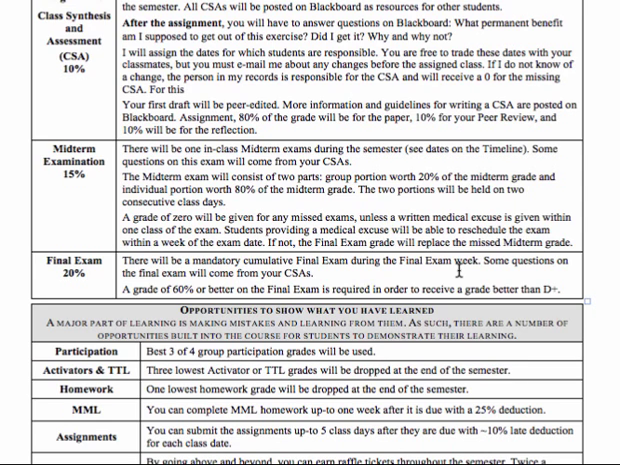A grade of 0 will be given to any missed exams, unless there is a written medical excuse, at which point we will be rescheduling the exam within a week. Otherwise, if we're not able to do that, your final exam grade will replace your midterm grade.